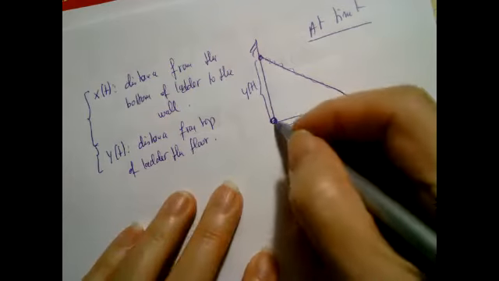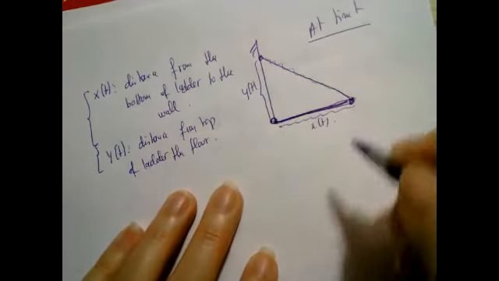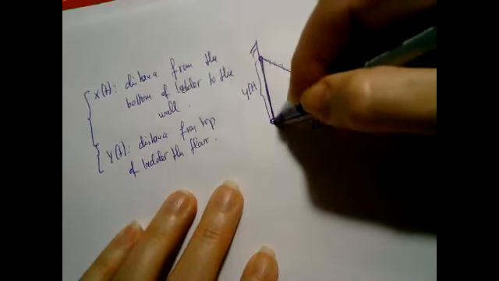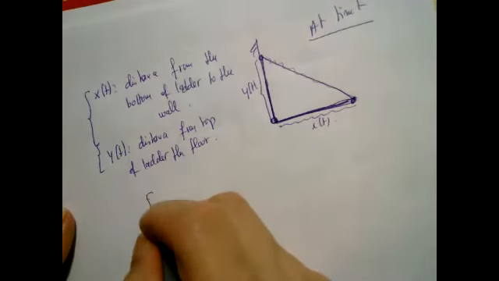I have to introduce my variable. x of t is changing. From here to here, that's changing. And this is changing. y is changing. Both those are changing. Now, what is given and what's the unknown?